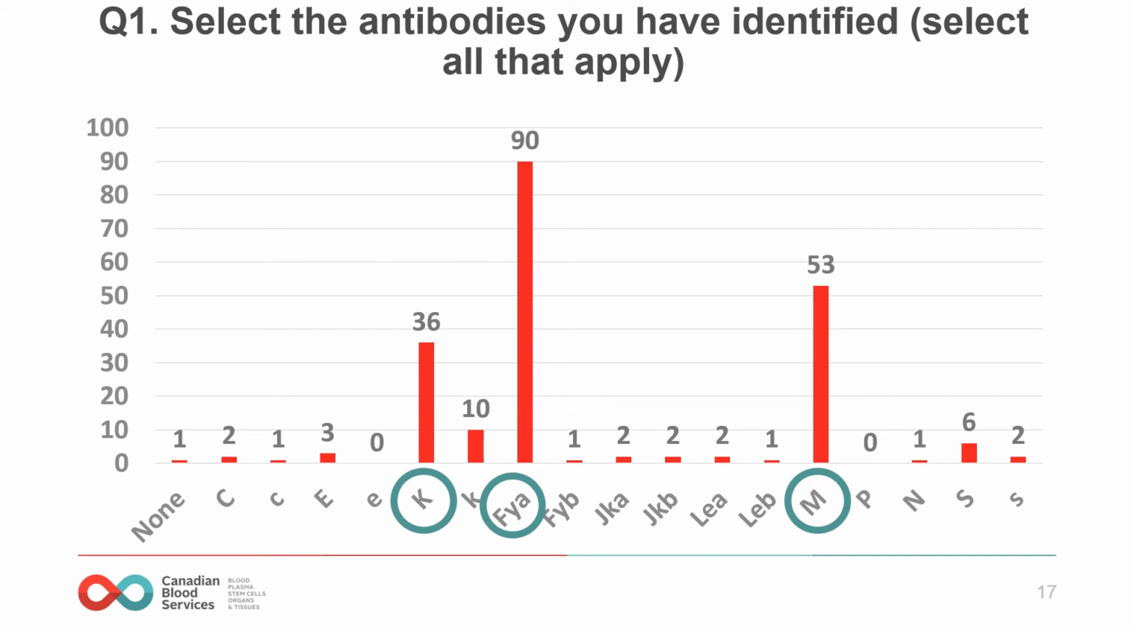Also, based on this table or graph, you will see that other participants have identified several antibodies like big C, big E, and others. If you have questions about these antibodies, we can have the discussion later on after the presentation.